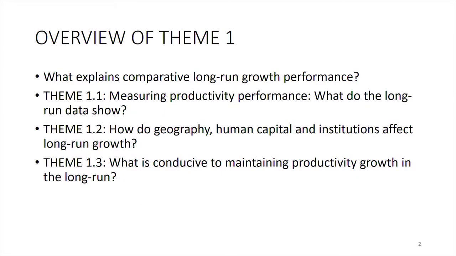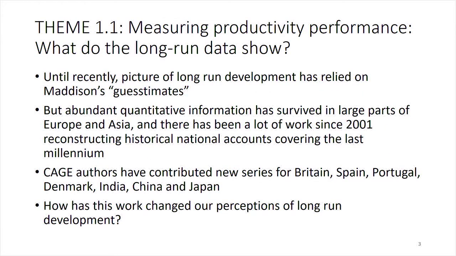The overall theme of theme 1 is what explains comparative long-run growth performance, and we split it into the 3 sub-themes that are listed here, which I'm now going to go through one by one, just to give you a brief overview. So starting with theme 1.1, measuring productivity performance, what did the long-run data show then?